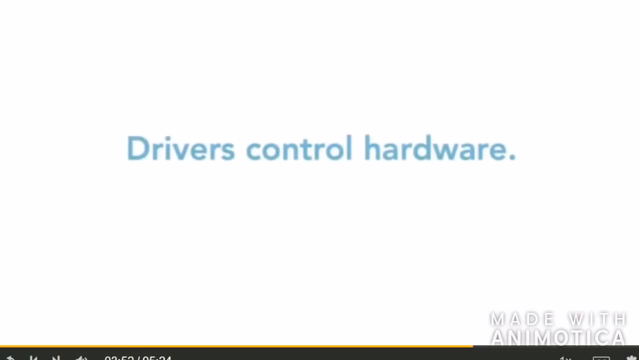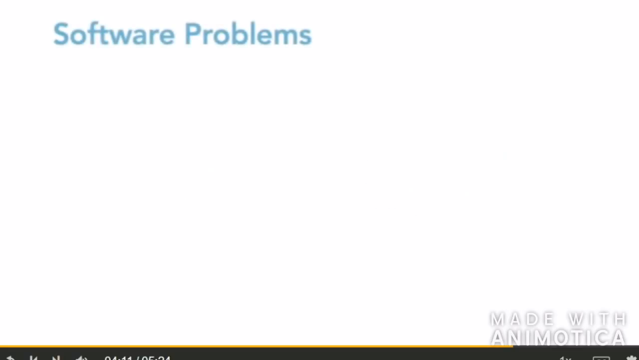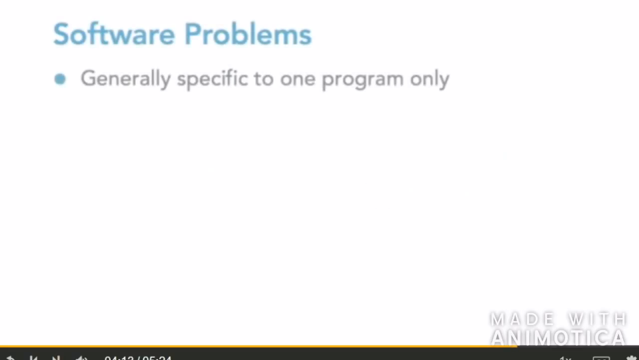Drivers are software programs that control your PC's hardware, such as the network driver, printer driver, and so on. When a driver malfunctions, the hardware doesn't work properly. The solution is to update or reinstall the driver, and if that doesn't work, then the hardware could be to blame. Software problems beyond Windows and drivers are specific to one program only, and usually they're consistent.